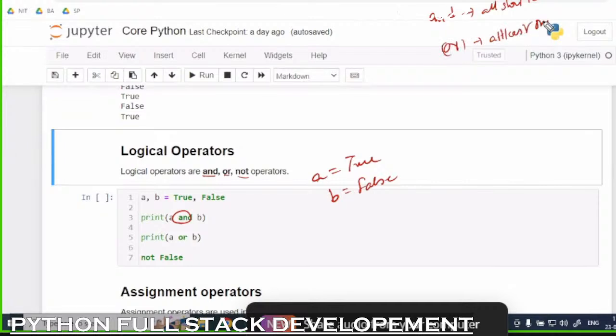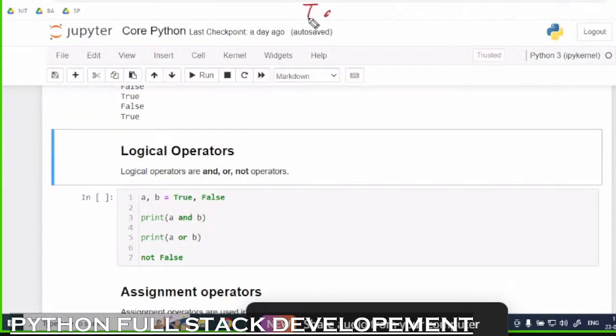At least one of them should be true. 'And' indicates all of them should be true, or 'or' indicates at least one of them should be true. Now you are having 'and' and 'or'. 'And' means the first one and the second one, both of them should be true. Then only the output is true. Otherwise, it is going to be false.